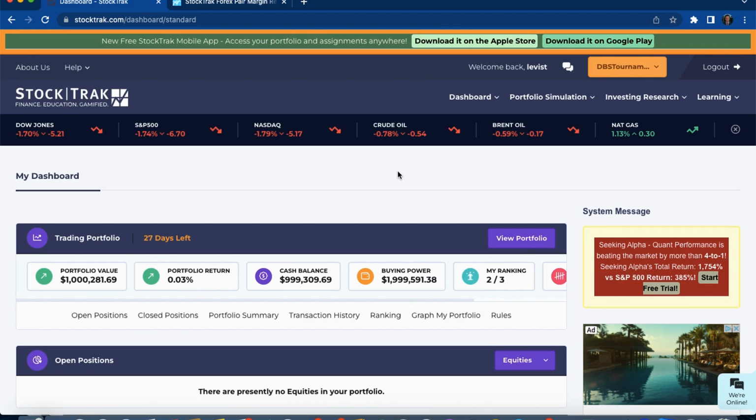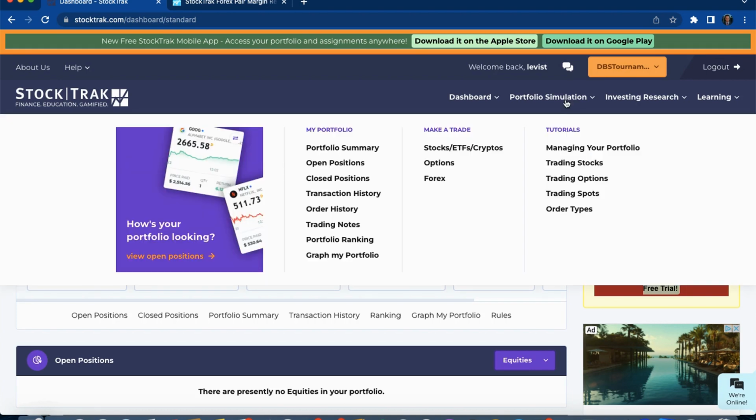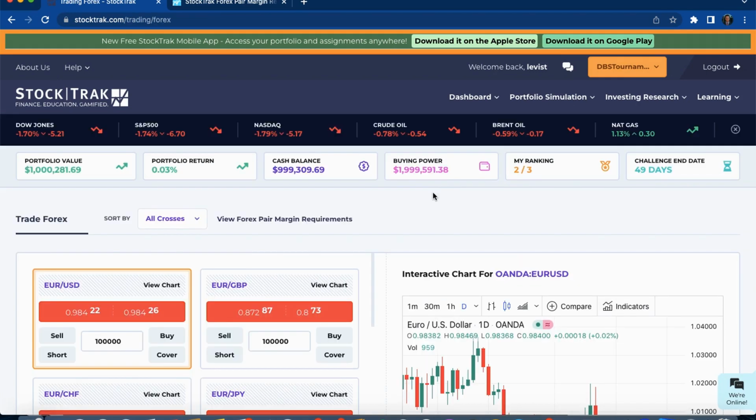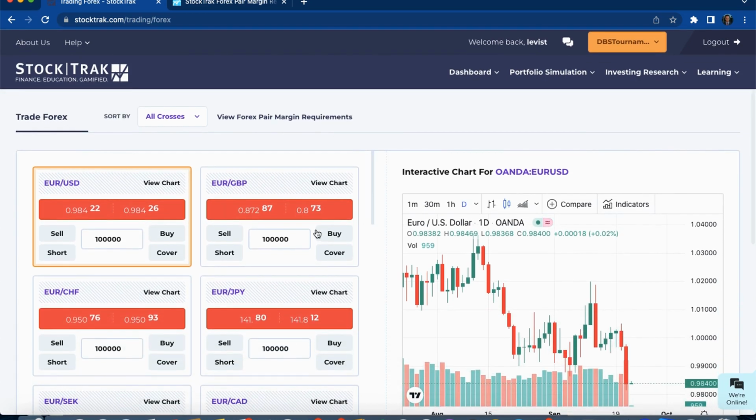First of all, you want to log into your account, find the portfolio simulation section in the main menu header at the top right of your screen, and under Make a Trade, select Forex. This is Stock-Trak's virtually simulated Forex trading pit. If you scroll down, you'll start to see some of the currency pairs and crosses.